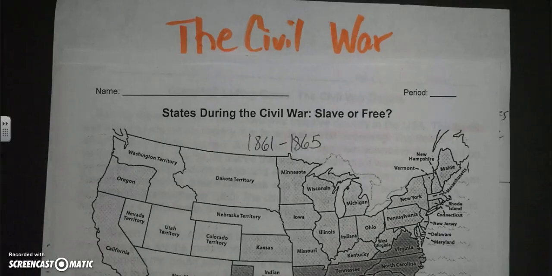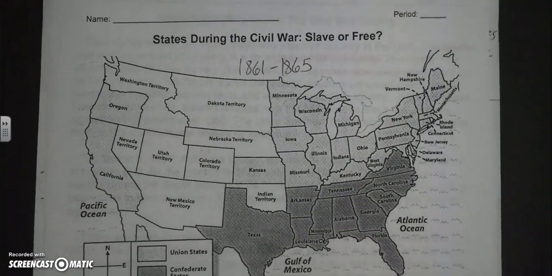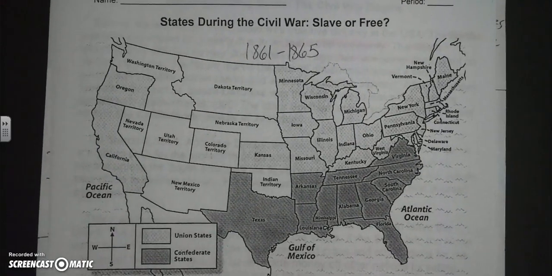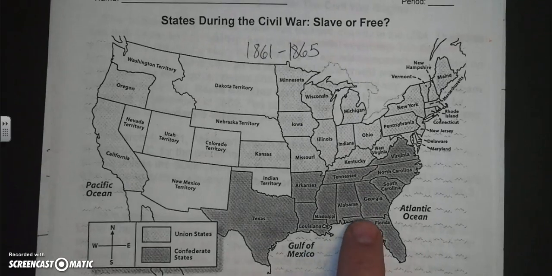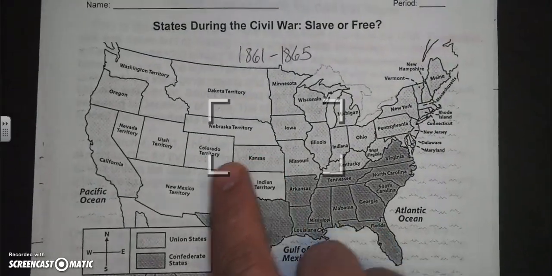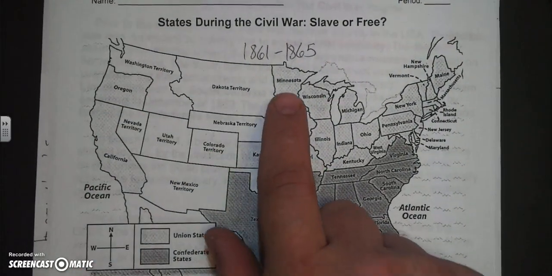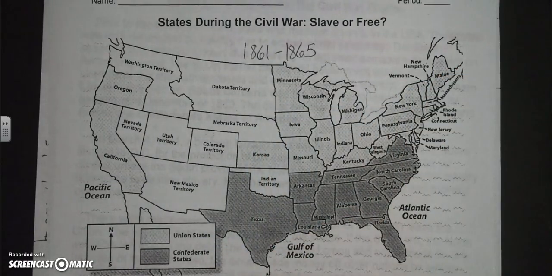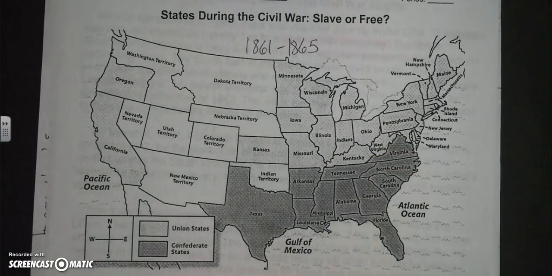Today we're going to go over your information on the Civil War. The first thing that we're going to do is look at a map of the Civil War. You can tell the Confederate states that are shaded here, the Union states, includes California, Oregon, Kansas, Missouri, Iowa, Minnesota, all the way to Maine, and the Confederate states from Texas to Virginia.